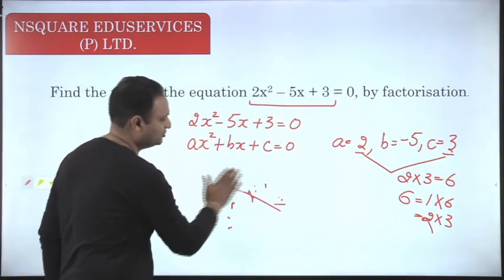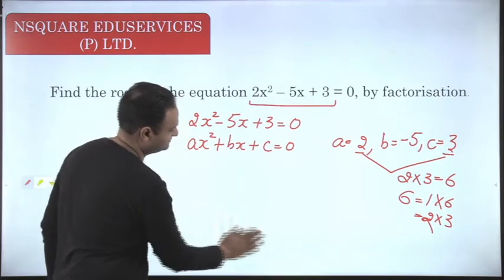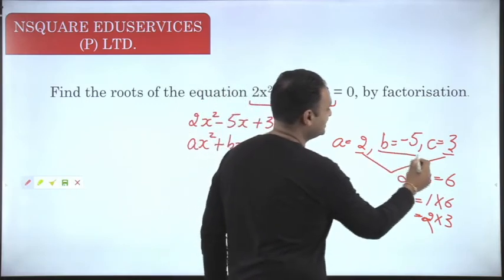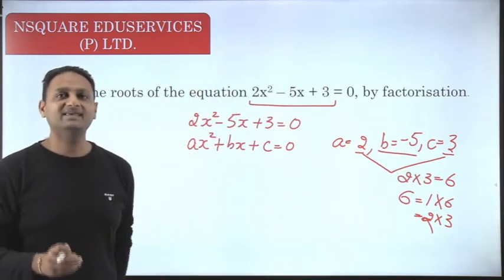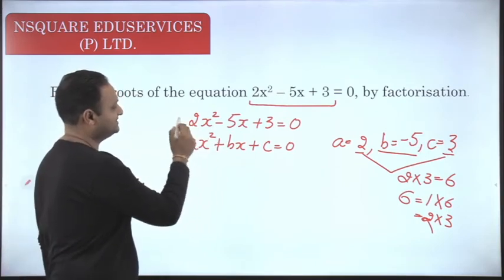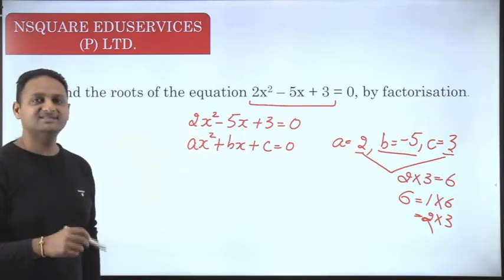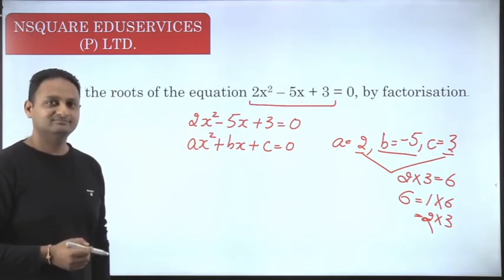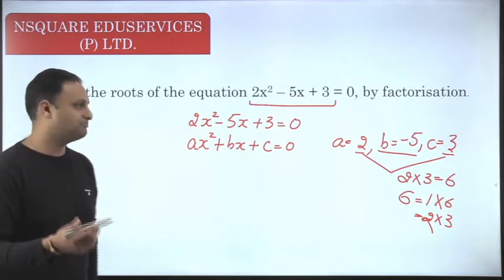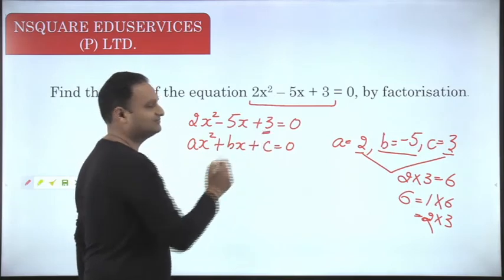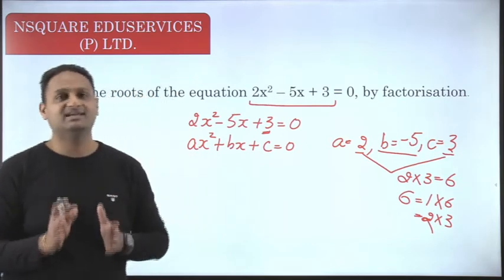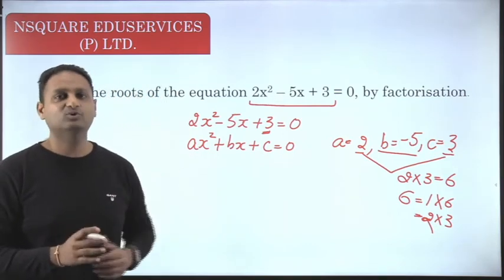Now the next consideration that we have to do is of B. We have B as 5 and we need to see the signs of A and C. What is the sign of 2? Obviously, if there is no sign, it means the sign of 2 is plus. And what is the sign of C? Again, it is plus.